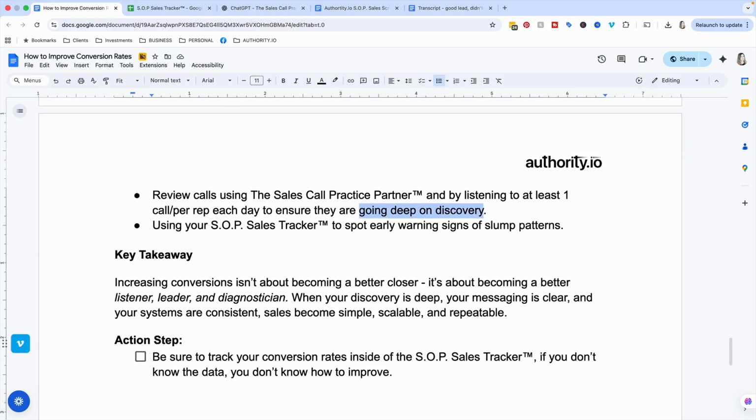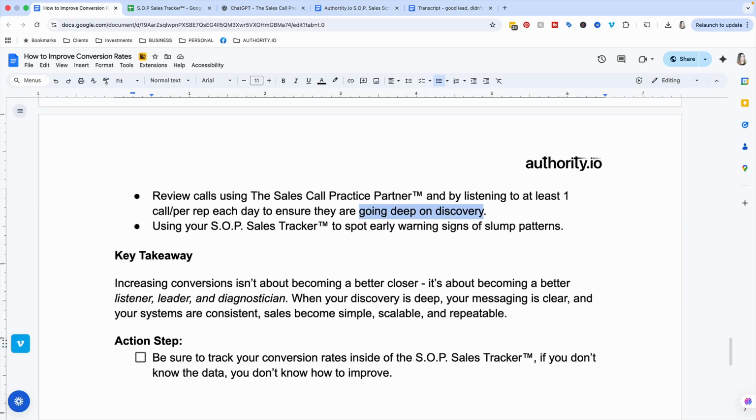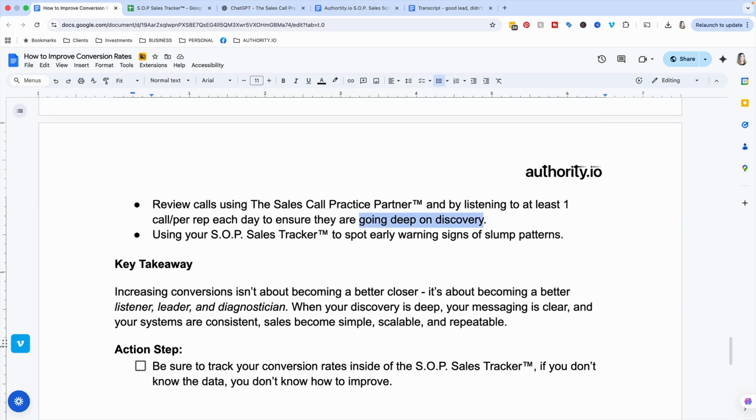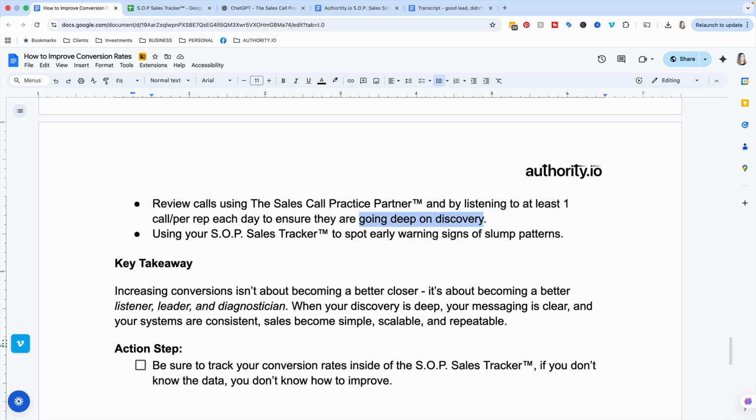So using your SOP sales tracker to spot early warning signs of slump patterns is also really important. And again, that's why whether it's you or you bring on reps, you need to be tracking, whether that's in a CRM, which we'll talk about later, or in something like a sales tracker. And we actually truthfully use both. We have a spreadsheet and we also have our CRM set up.